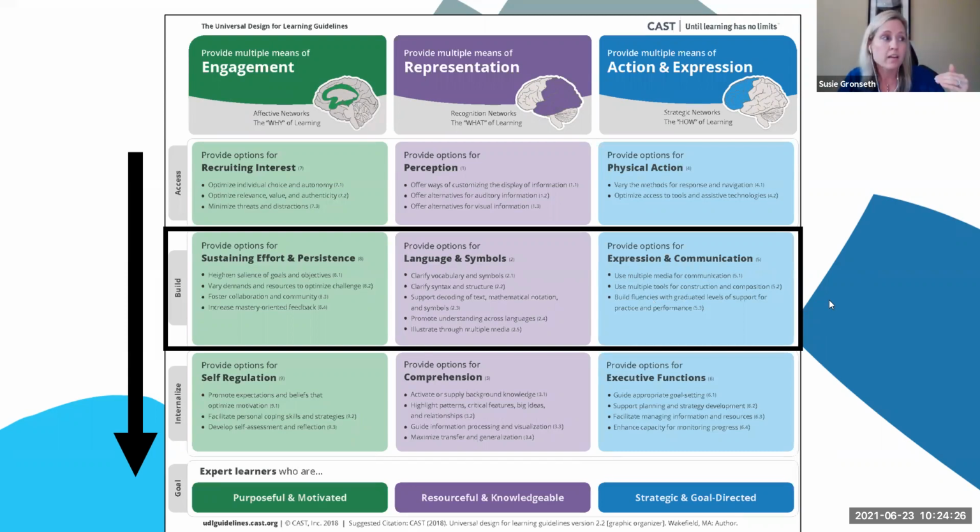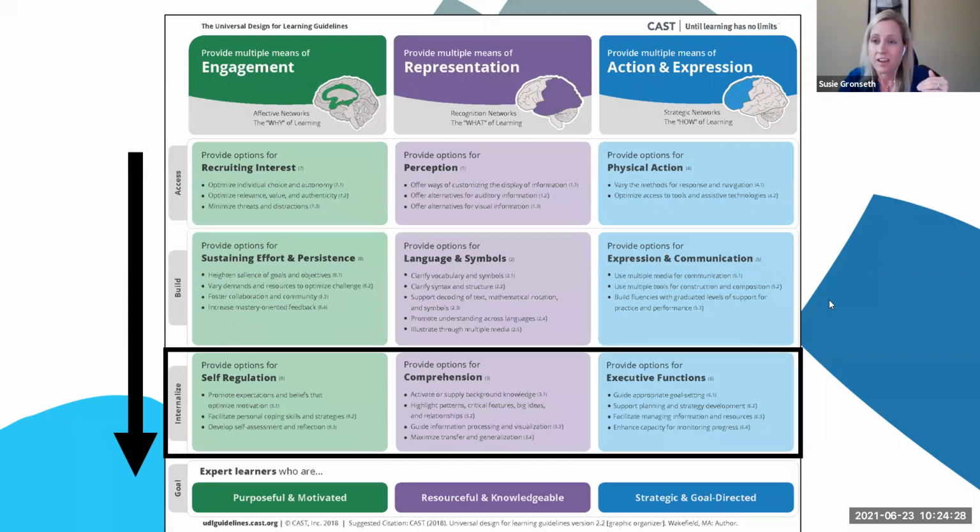And then we're going to get to a third level, and that's internalize. And this one's all about self-regulation. So how can we promote that self-assessment, reflection, coping skills within our learners? And we're thinking through multiple means of engagement. And you really see at this level that it's about equipping those learners.